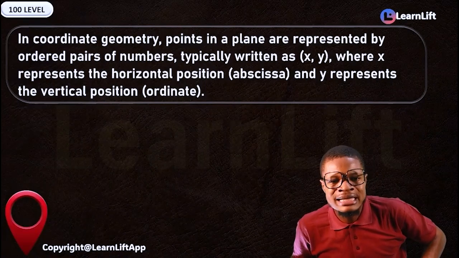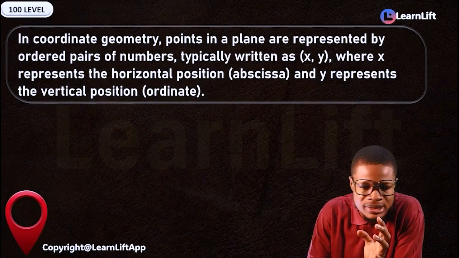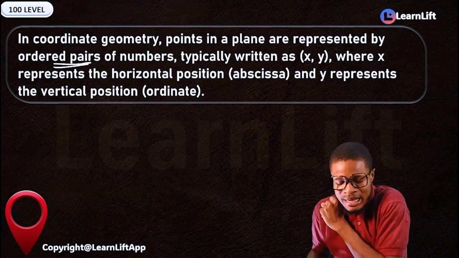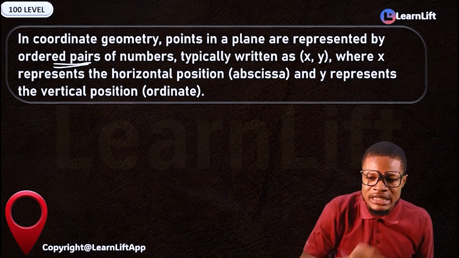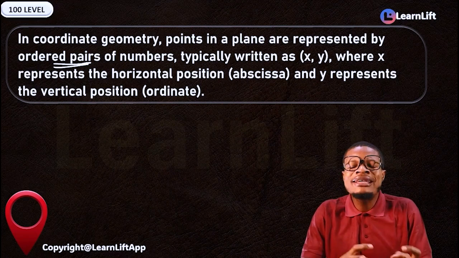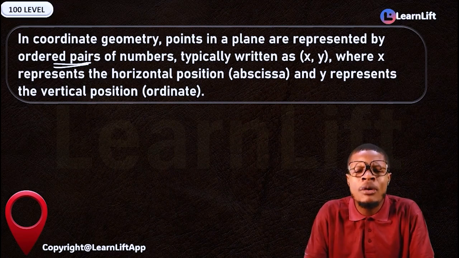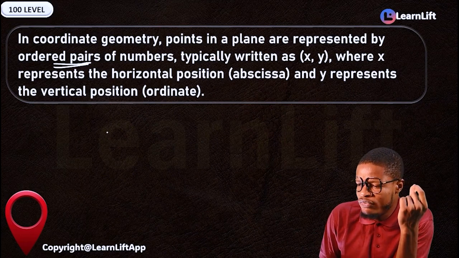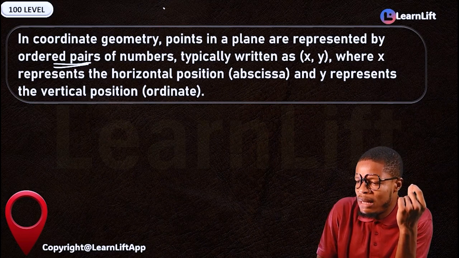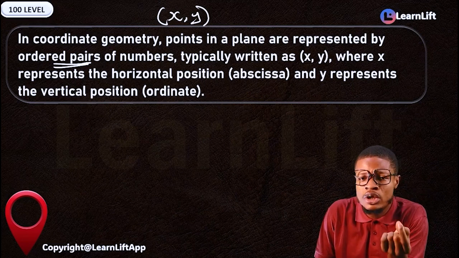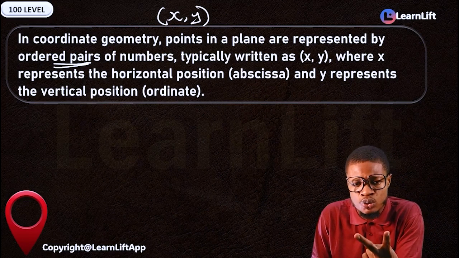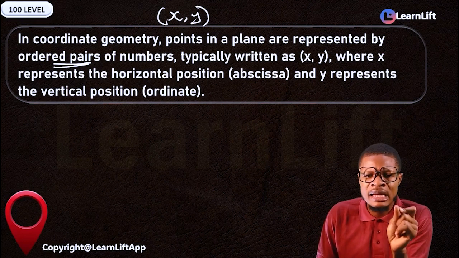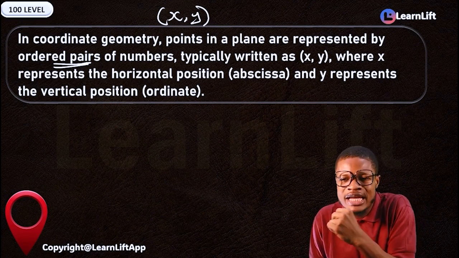You must understand that in coordinate geometry, points in a plane are represented by ordered pairs. These ordered pairs are typically numbers. For example, when you see something like x, y, how many values do we have there? Two. But x will always come first before y. That two is what we refer to as an ordered pair.